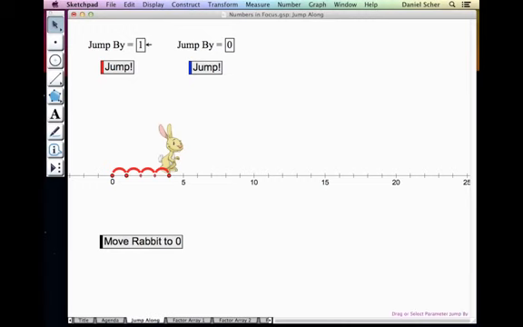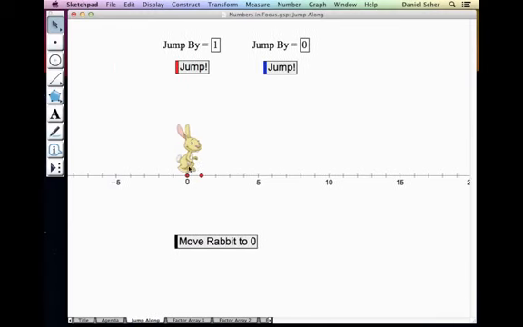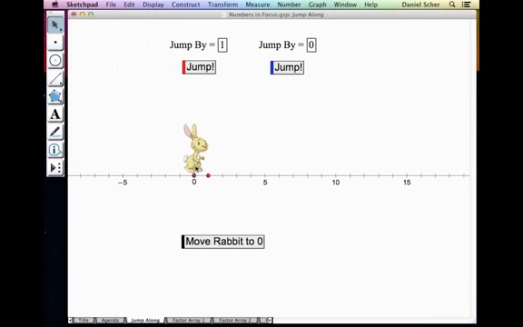So now our jump by is equal to -1, and if I press jump, the rabbit now jumps to the left to -1, and it can continue jumping to the left, and now we can reach all the negative values. Great. So let's move the rabbit now back to 0, and let's try a different jump by value.